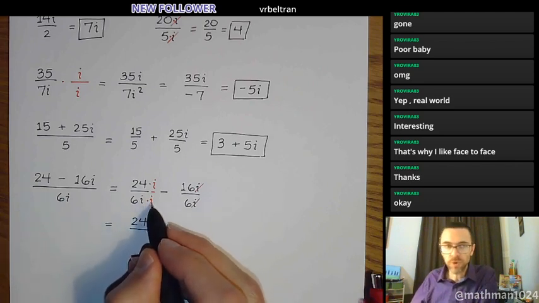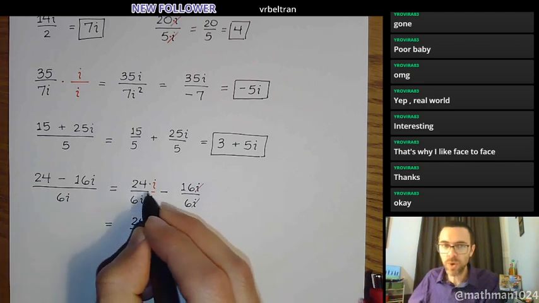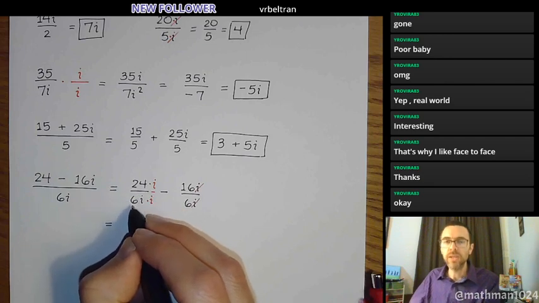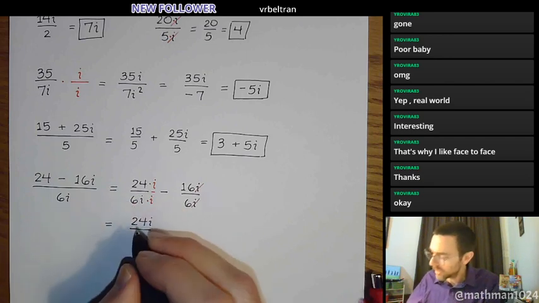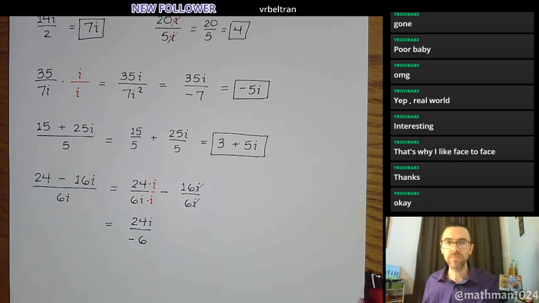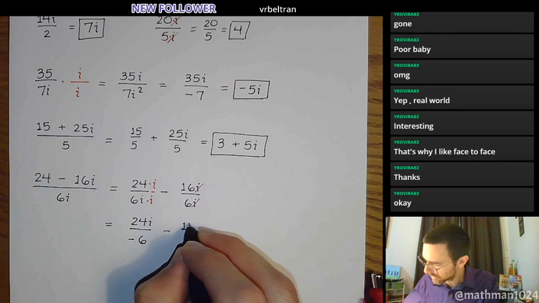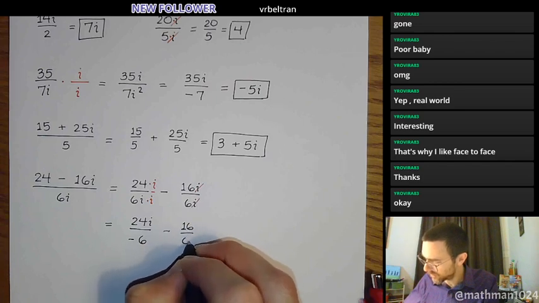The reason we wanted to multiply this times i is so that this whole guy becomes 6i squared, right? When this becomes 6i squared, it's going to end up giving us negative 6. So we get to rewrite this without any imaginary pieces now. And then over here, this is minus 16 over 6.